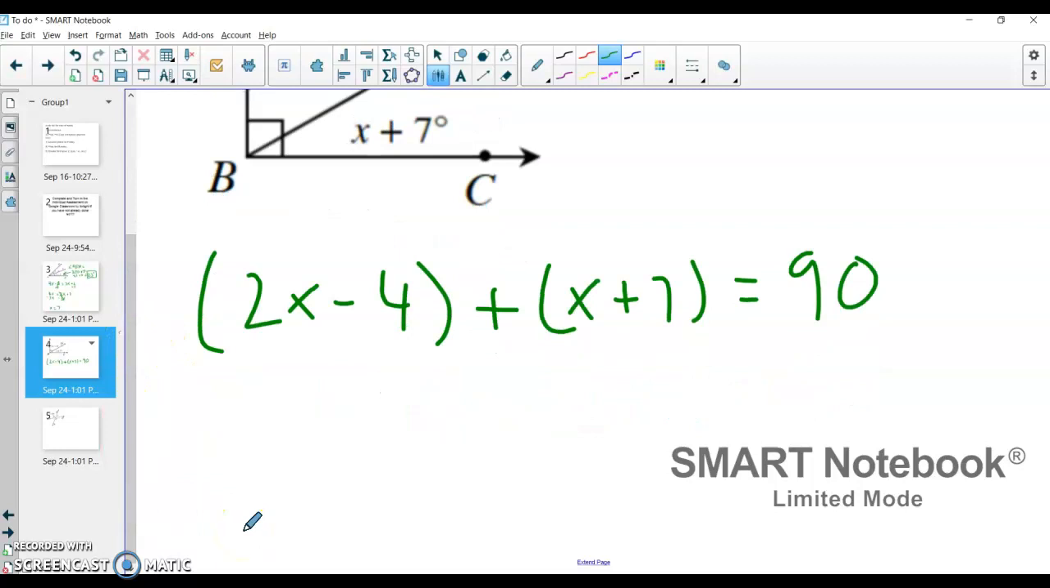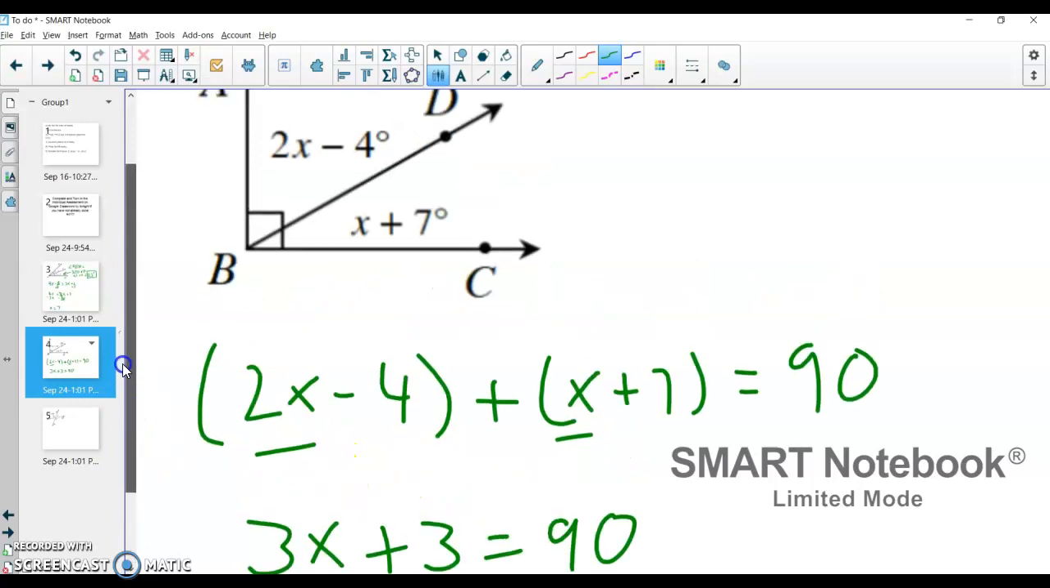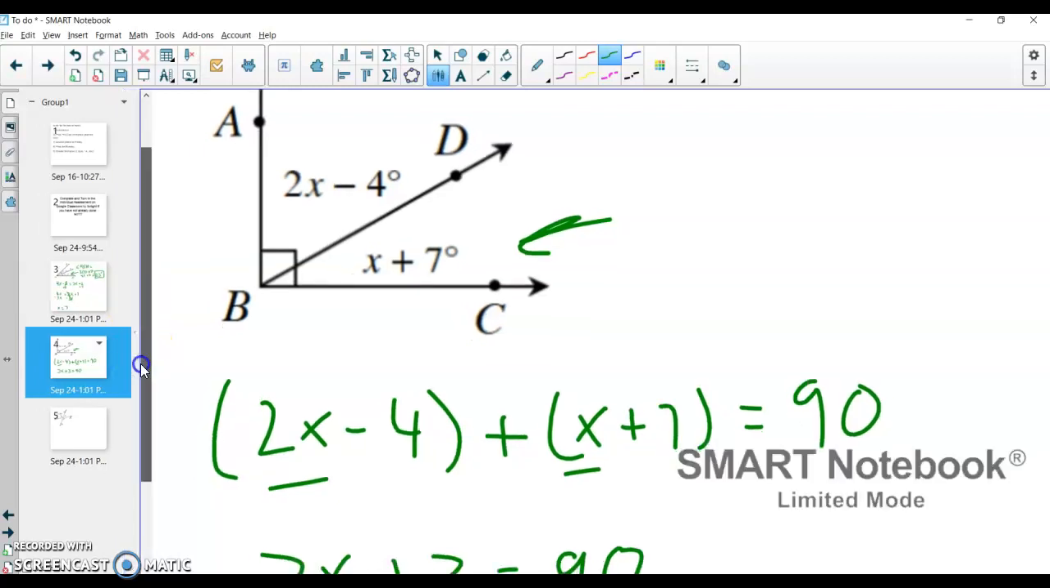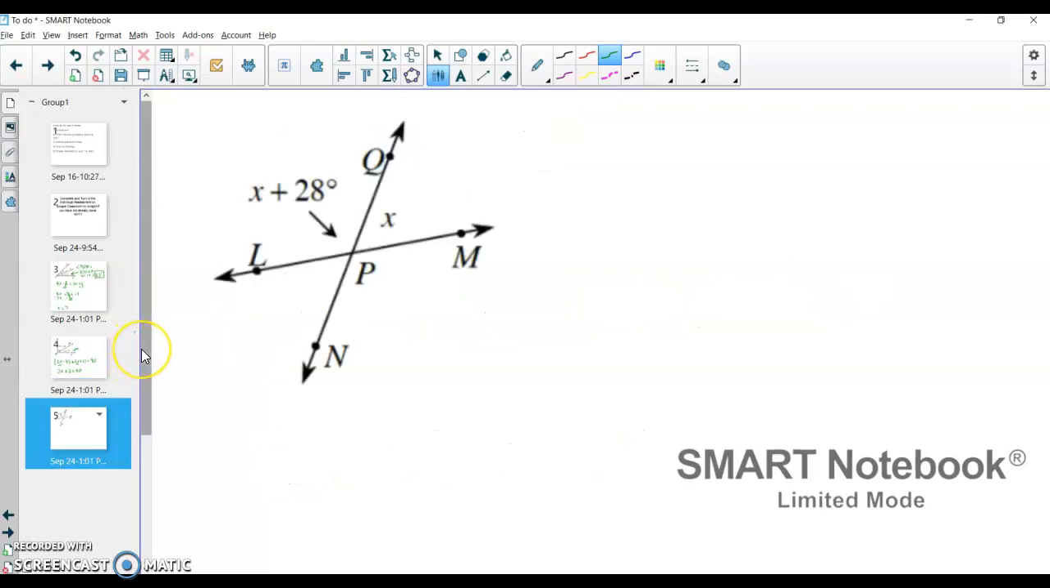I won't do the whole thing, but I'll do this first step. I'm going to combine like terms. So x and 2x are like terms: 2x plus x is 3x. Negative 4 plus a positive 7, that's like 7 minus 4, that's a positive 3, and that equals 90. I won't keep going from here, I'll let you work out the rest. Remember, we're going to solve so x is by itself, and then plug it in to whatever angle you're looking for, which I believe in this one is DBC. Once you solve for x, make sure you plug it back in and figure out what degree that angle would be.